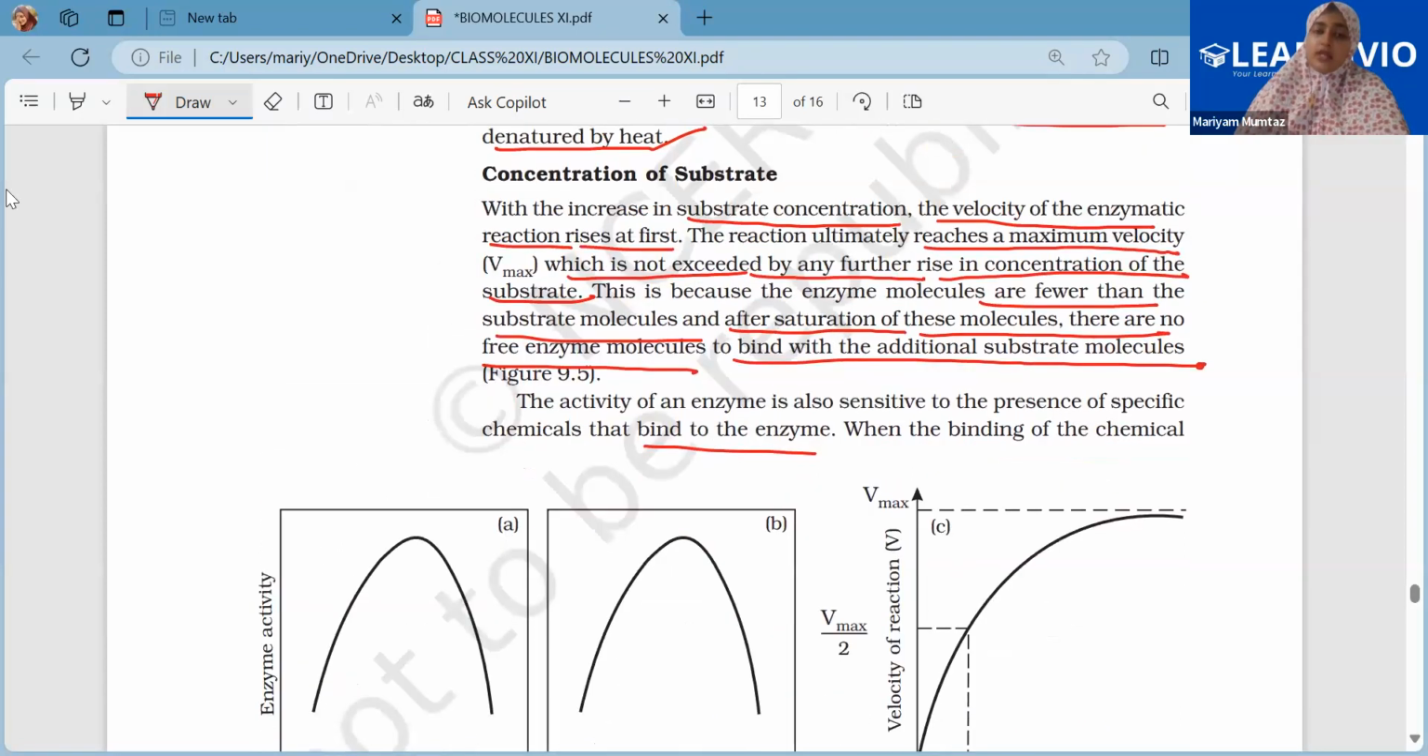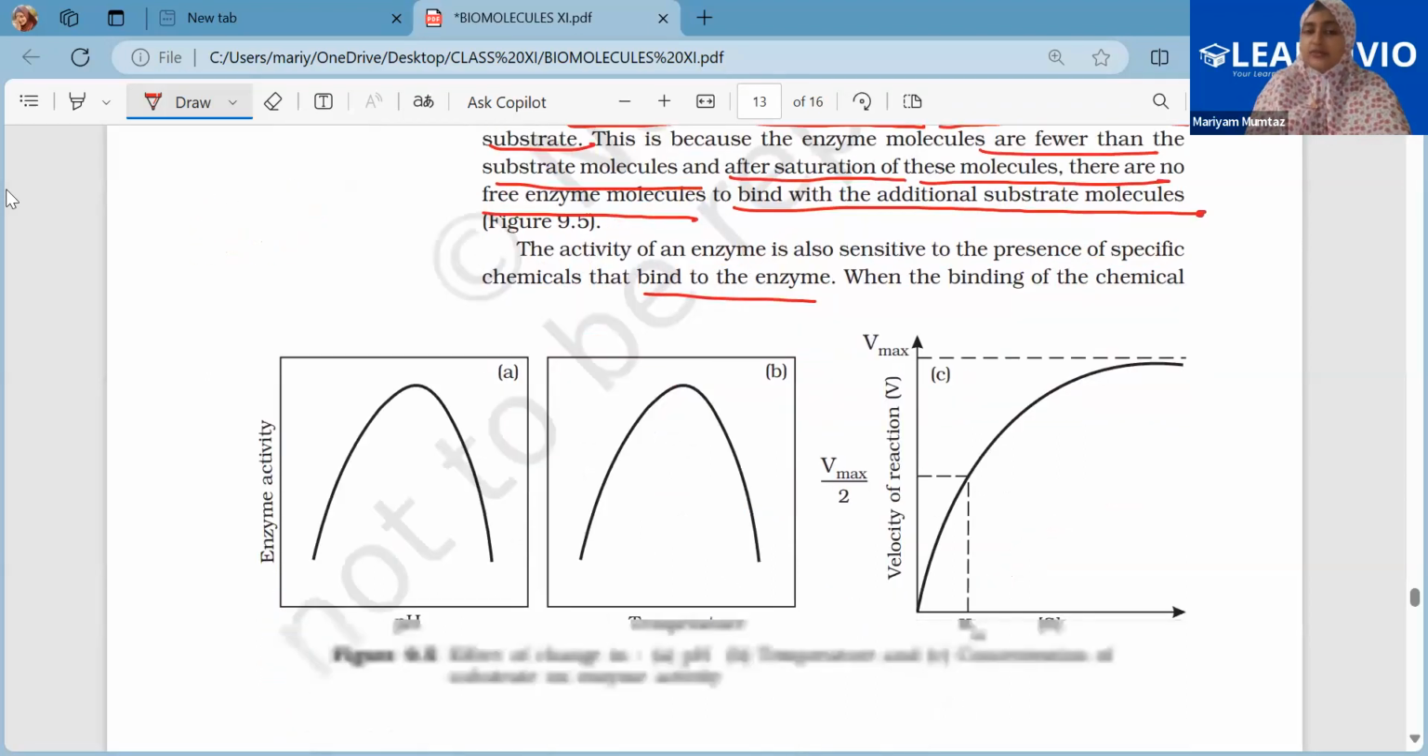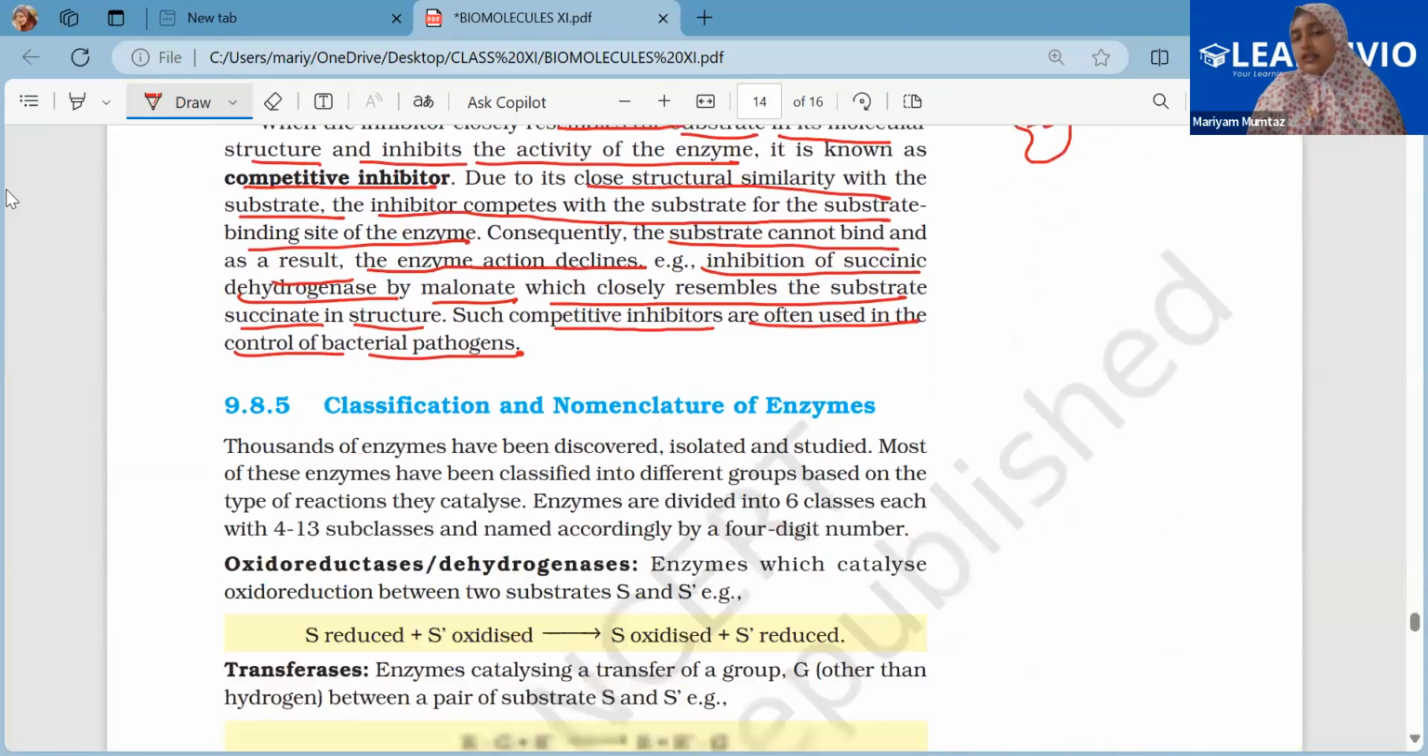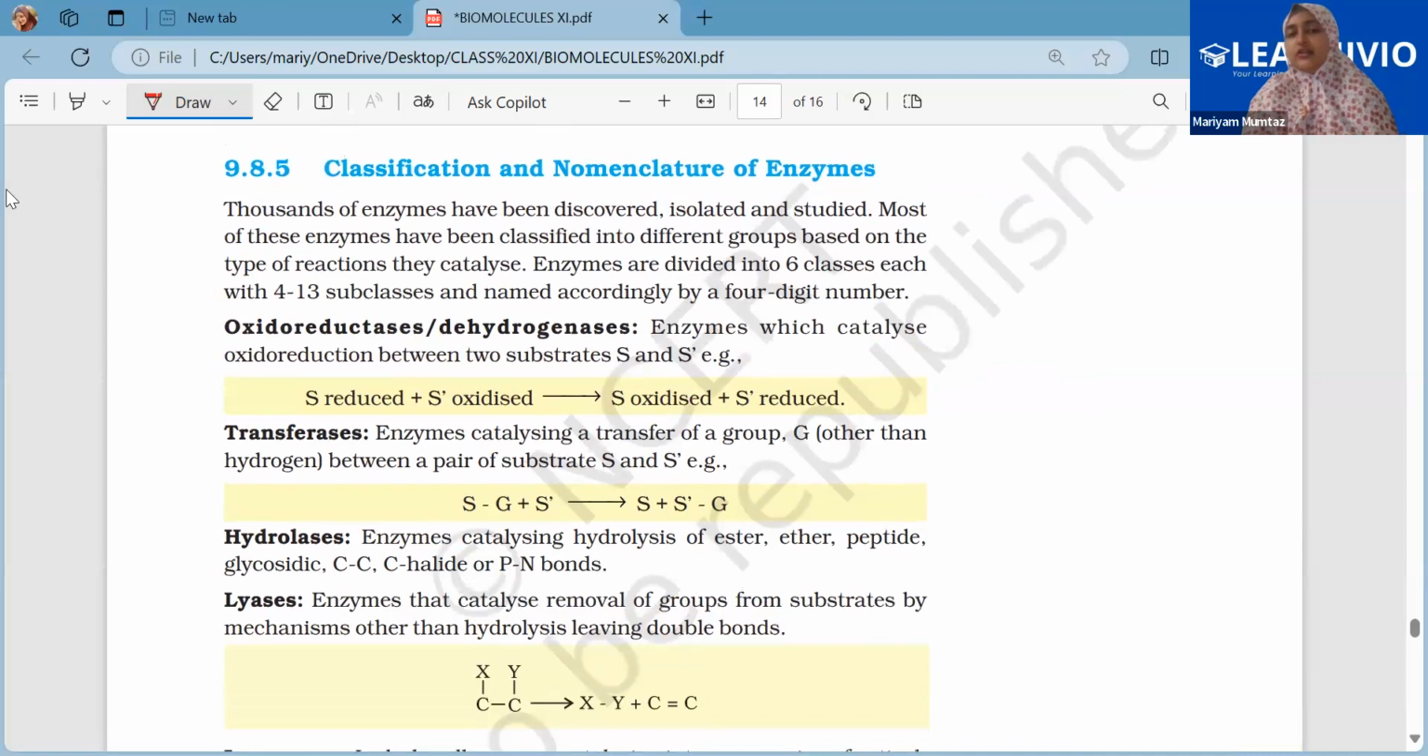Also, one more thing. The point wherein the maximum velocity has reached half its value, that is the Km, that is Michaelis constant. Km is the value wherein the velocity has reached half its value. Now moving on to the classification.